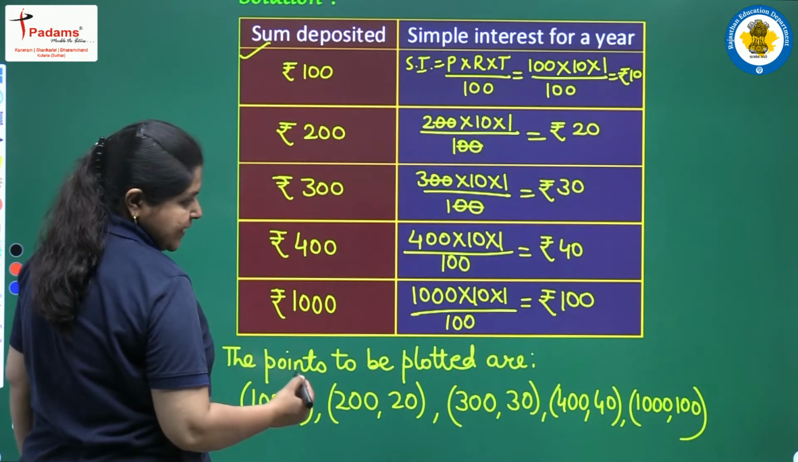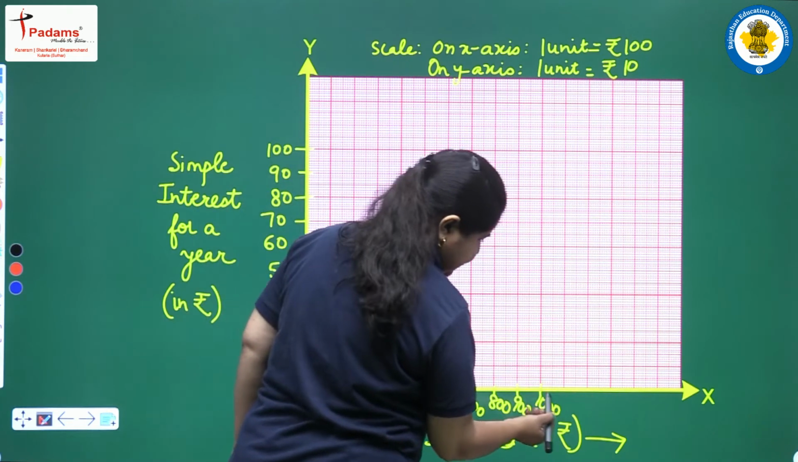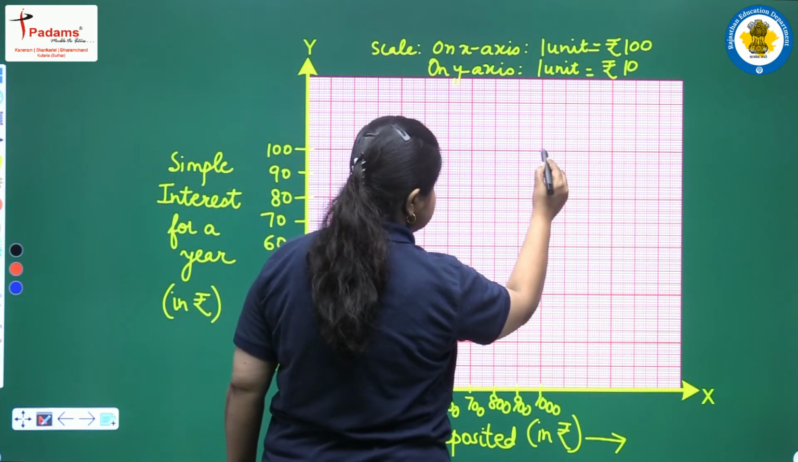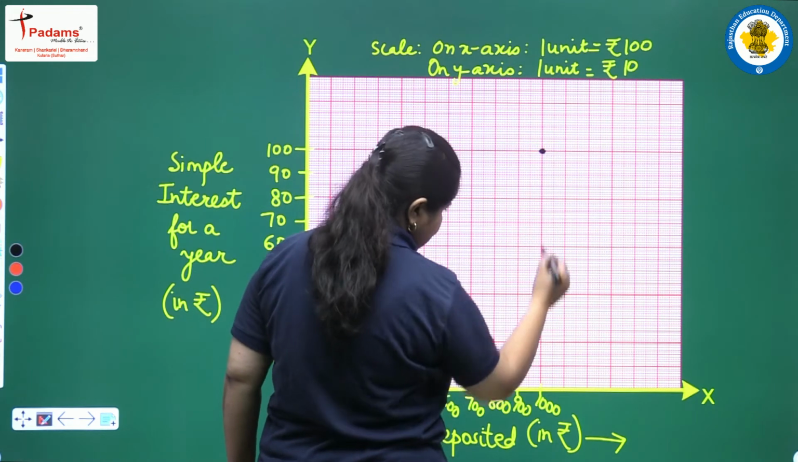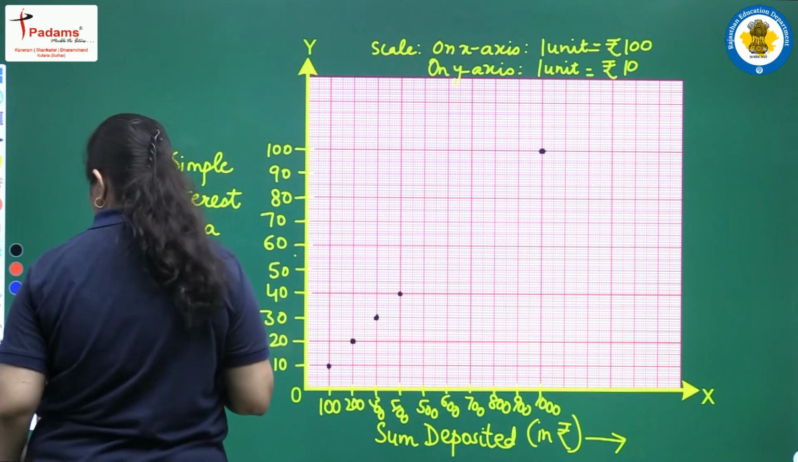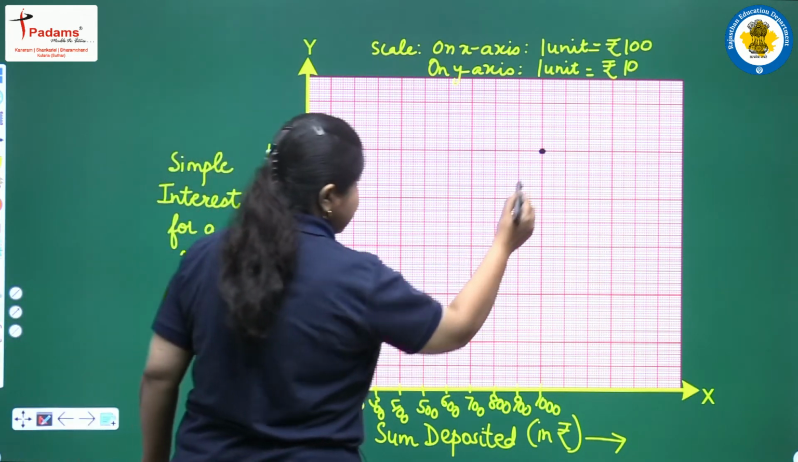And next we have taken 1000 and then 100. 1000 is here and then 100 is here. We can mark the point here. I hope it's okay. Yes. Now we need to join these points. Let us join them.